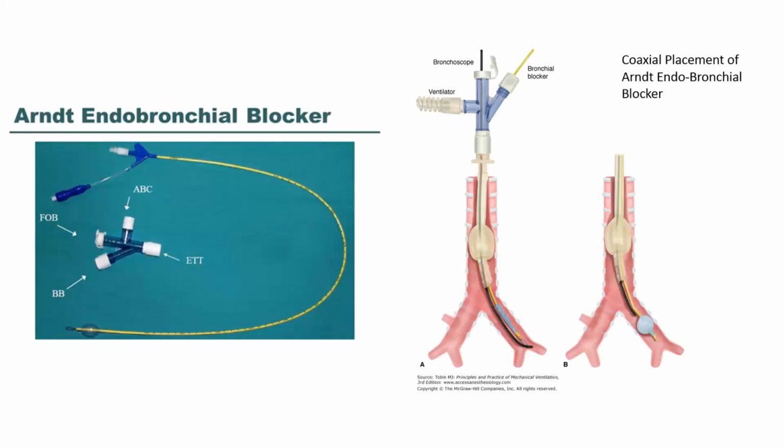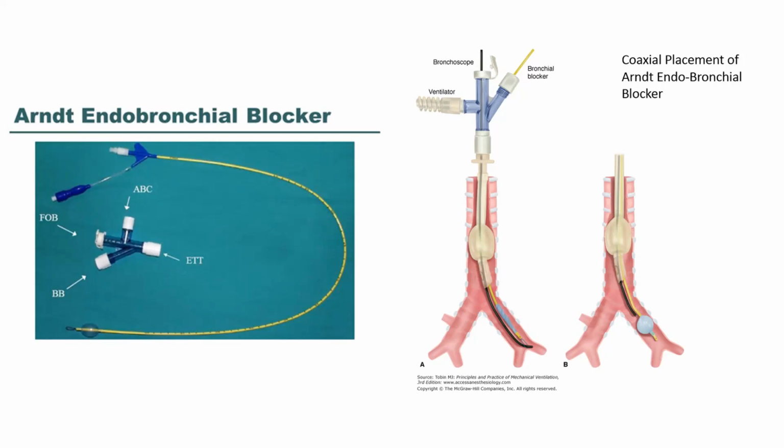This is some examples of a bronchial blocker. This is an endobronchial blocker. It comes with an adapter with 4 lumens. One lumen is for the bronchial blocker, the other one is for the fiber optic bronchoscope, and the top one is for ventilation.